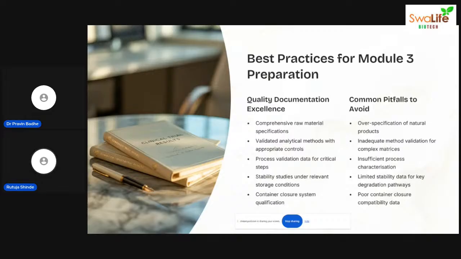Then common pitfalls to avoid. On the other hand, there are some traps we need to avoid. For example, over specifying the herbal product beyond what is realistic, using poorly validated methods for complex matrices, or failing to fully characterize manufacturing processes. Limited stability data and weak container closure compatibility testing are also frequent issues. Keeping this in mind helps ensure your submission stands up to regulatory scrutiny.